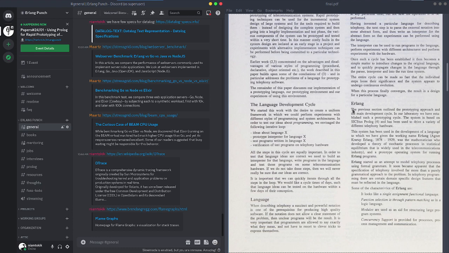The previous section outlined the prototyping approach on the main development cycle. In our laboratory, we have established such a prototyping cycle. The system is based on the Sicstus Prolog and has been used to drive a variety of different telephony hardware.